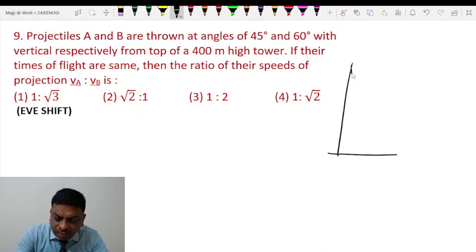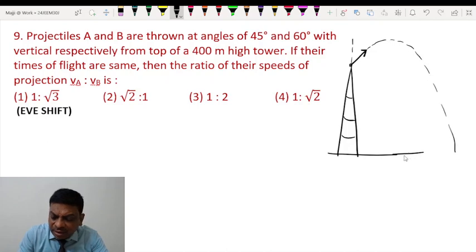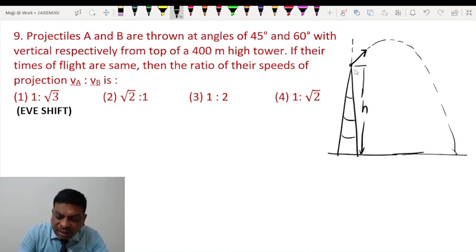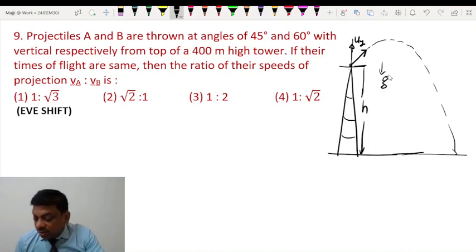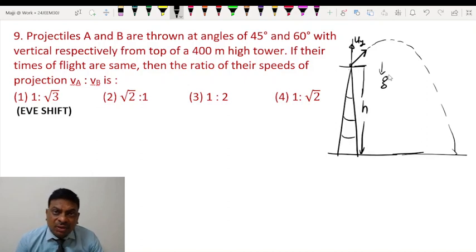Suppose there is a tower. This is a tower. Now, if anything is projected, then the time of flight will be governed only and only by two things: the height from which it was released, and the vertical component. These two things will decide, because acceleration due to gravity is universally applicable to all the bodies, regardless of its size or shape or mass or whatever it is.